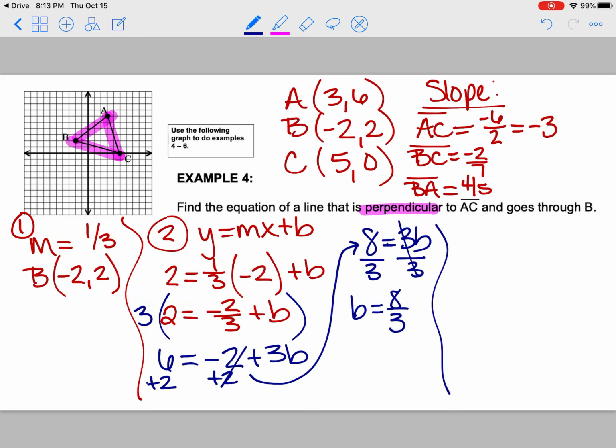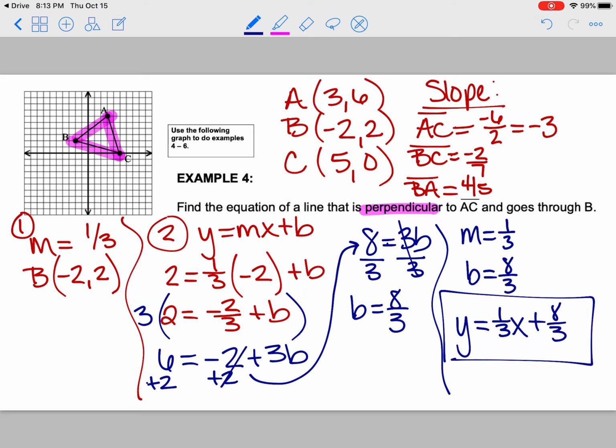So now, because it's asking for the new equation, we now have our slope. Remember, our slope is 1/3 because we want the perpendicular slope. And our b is going to be 8/3. So we're going to plug that into our slope-intercept form and say y equals 1/3 x plus 8/3. And that is our new equation.